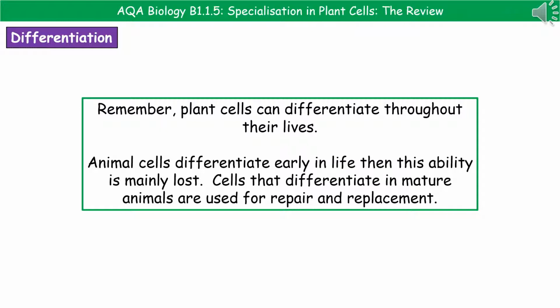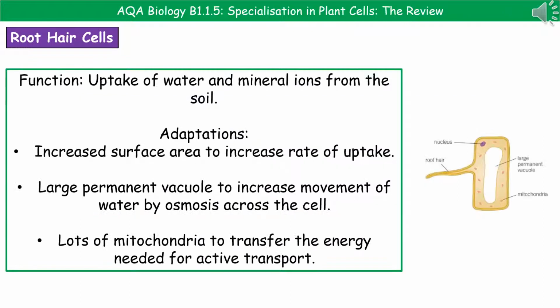So plant cells are actually capable of differentiation throughout their entire lives, whereas in animal cells, what we tend to find is that they differentiate very early on in existence, and then that ability is pretty much lost. So that what we actually find is in the mature animals, there's only limited cells that can carry on differentiating, and they can only differentiate into limited types of cells, which are usually used for repair and replacement.